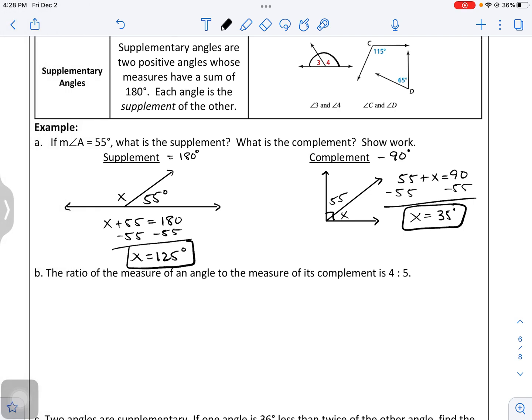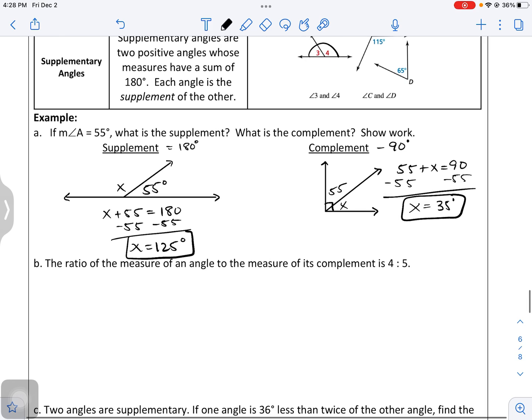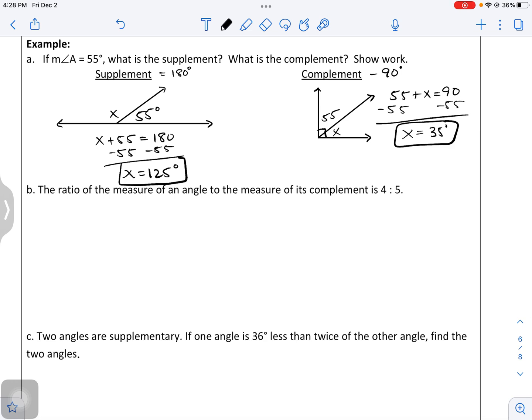Next it says the ratio of the measure of an angle to the measure of its complement is 4 to 5. So we're talking about complements. Remember, complement is 90 degrees. They're going to be complementary, add to 90. So I've got a right angle. I'm just going to draw a picture. Drawing pictures are always very helpful. I know it's 90 degrees, so I put the right angle in. Notice that it says the ratio of 4 to 5. So basically that's like saying one angle is 4x and one angle is 5x. And you're just going to put that in here. So one angle is 4x and one angle is 5x.